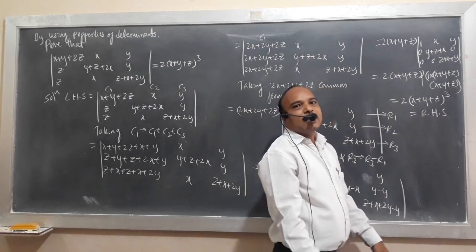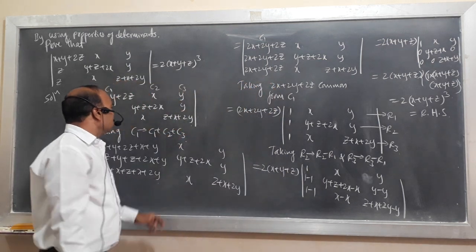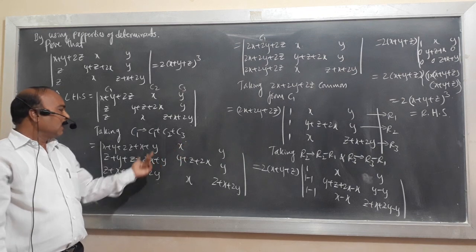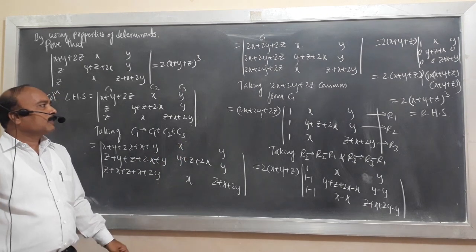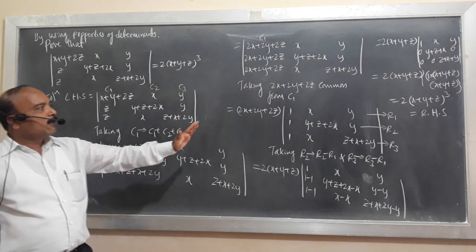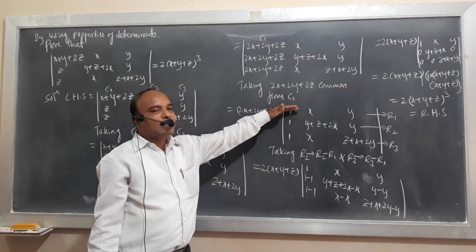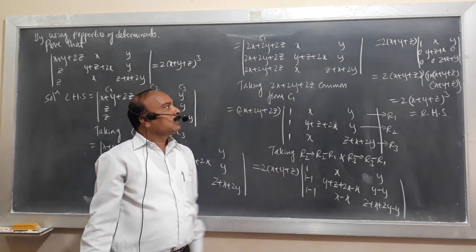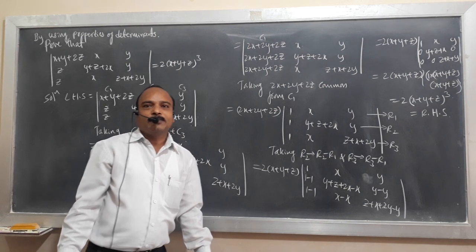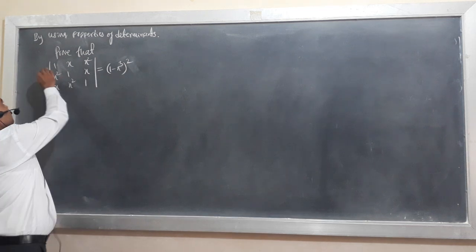Like that we prove the result by using the transformation C1 equal to C1 plus C2 plus C3. Then we get the common term 2x plus 2y plus 2z. After taking it common, we get 1 1 1. By subtracting R2 minus R1 and R3 minus R1, we get the required answer for the right hand side. Like that we solve the example. Next we go for another example.